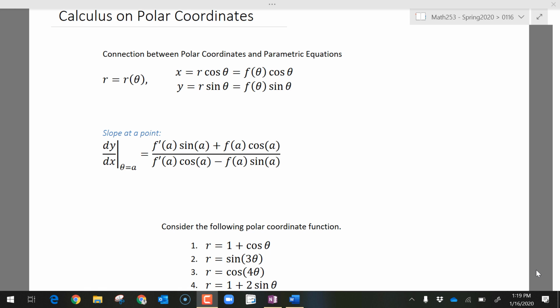So this will allow us to go from polar to parametric to be able to find things like the tangent line, the equation of the tangent line. And for that, you need the derivative dy/dx. And here's the derivative dy/dx for us.